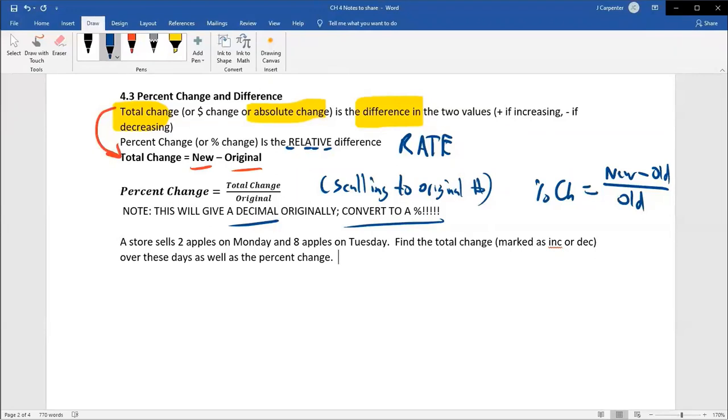I'm sorry, 100 for the Monday. I said that wrong. That would have been the last section material. This is something completely different. We're trying to find the change, the total change, the percent change. So the 2 apples on Monday, assuming Monday comes before Tuesday, we're in the same week.